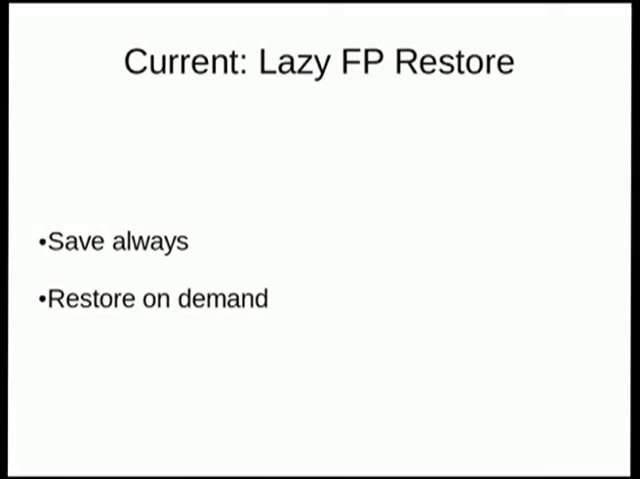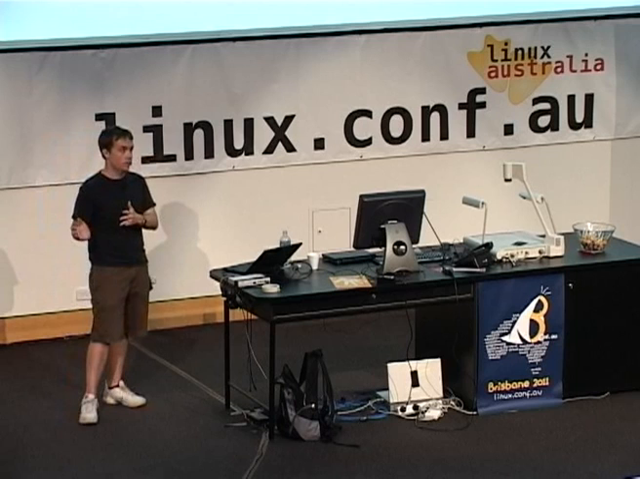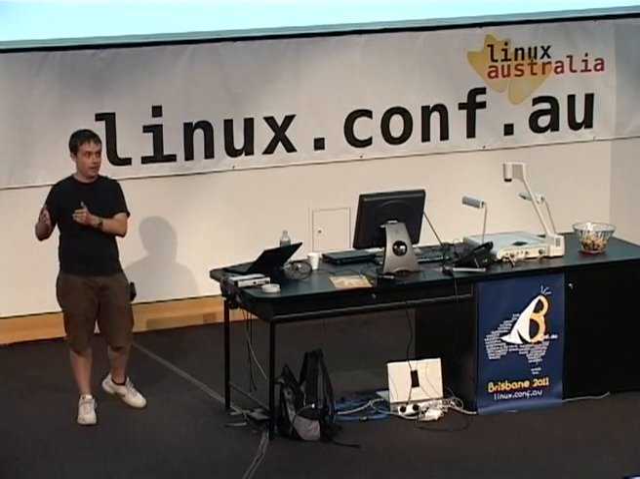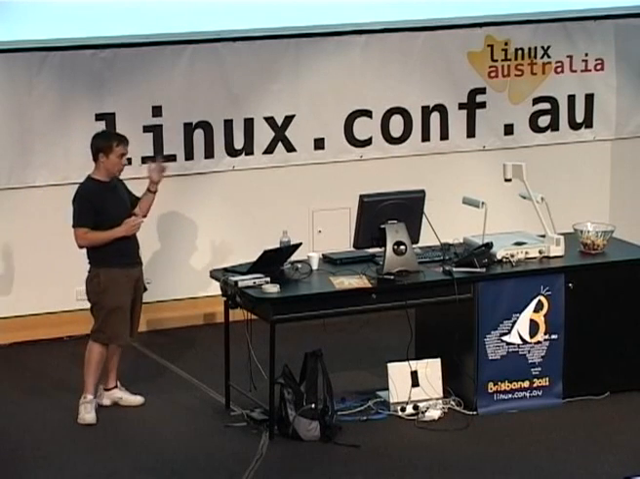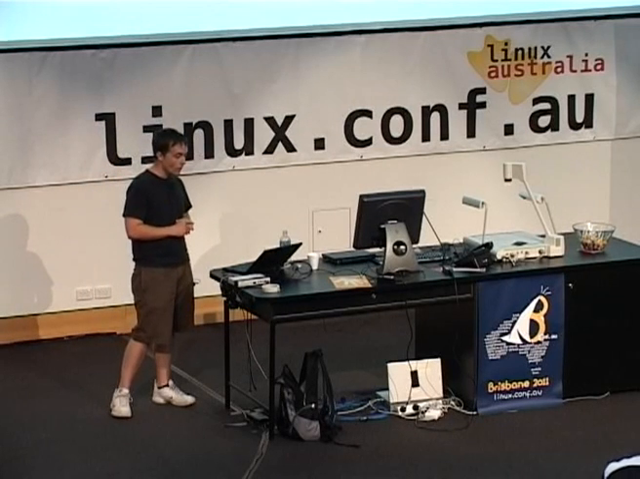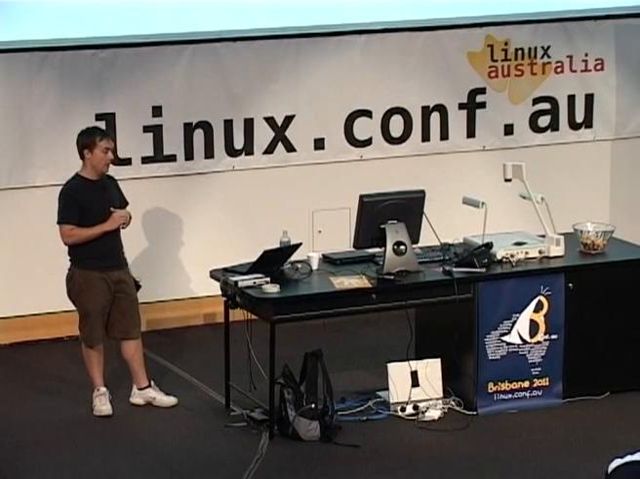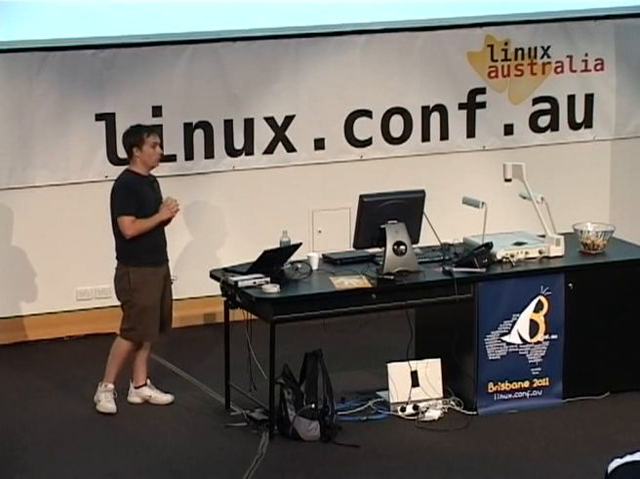So at the moment, we do lazy floating point restore. Now, I'm going to talk about floating point for most of the rest of this talk. I will, at the end, talk about Altivec and VSX and how that differs. But for the majority of the talk, I'm going to be talking about floating point. So for floating point, at the end of a time slice, we always save the floating point state. But we restore on demand.